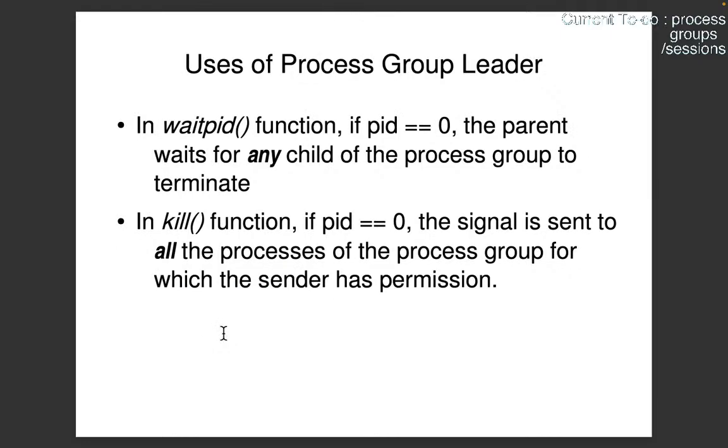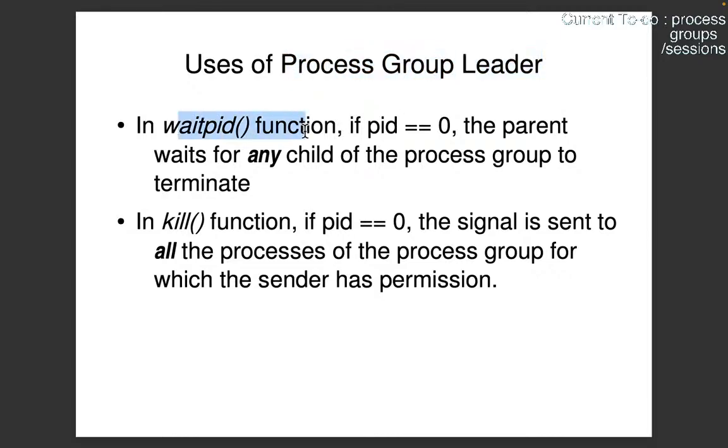Use of process group leader in the waitpid function: if PID is equal to 0, the parent waits for any child of the process group to terminate. In the kill function, if PID is equal to 0, the signal is sent to all the processes of the process group for which the sender has permission. So this slide tells us about the waitpid and kill functions in terms of the process group scenario.